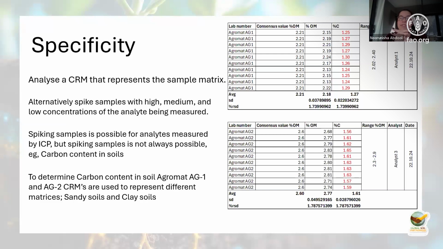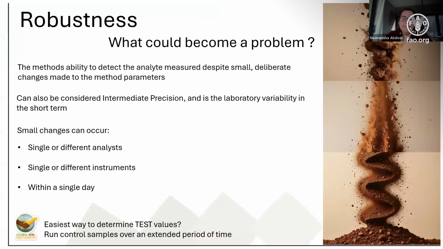To show my method validation and specificity for this particular example, I used 2 different CRMs. You'll see AG1 and AG2 represent sandy soils and clay soils. So those were different matrices. Okay, now robustness.